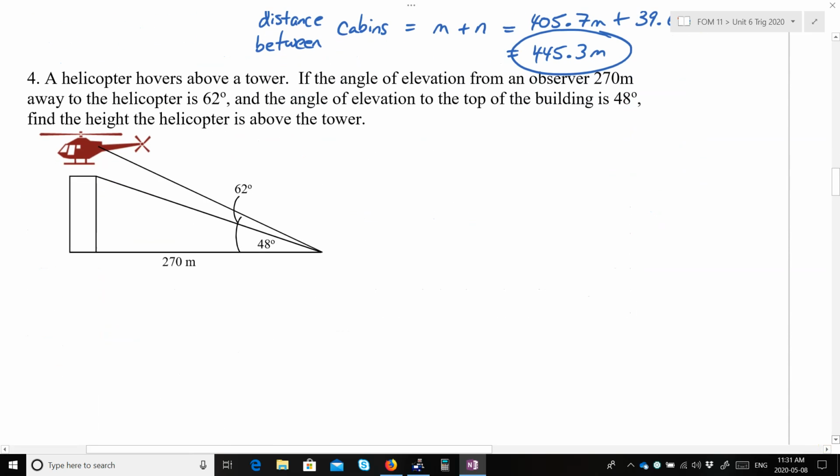Okay, let's get on to number 4. A helicopter hovers above a tower. If the angle of elevation from an observer 270 meters away to the helicopter is 62 degrees. Okay, so they're saying this whole angle is 62 degrees, like that. And the angle of elevation to the top of the building is 48 degrees. Find the height the helicopter is above the tower. Okay, so they want us to find the height that the helicopter is above the tower, so that h.